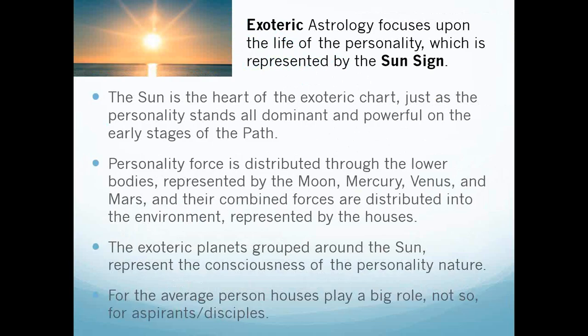So exoteric astrology focuses upon the life of the personality, which is represented by the sun sign. So in your chart, we refer to the sun sign as being the personality. Those are the qualities of your personality. The sun is the heart of the exoteric chart, just as the personality stands all dominant and powerful on the early stages of the path. And BL will go into that in much greater detail when I'm done with my portion here.